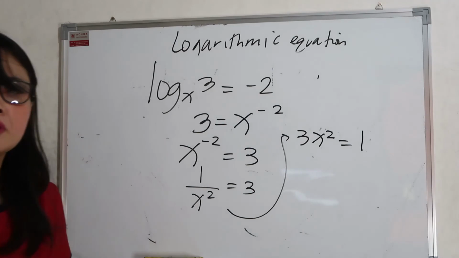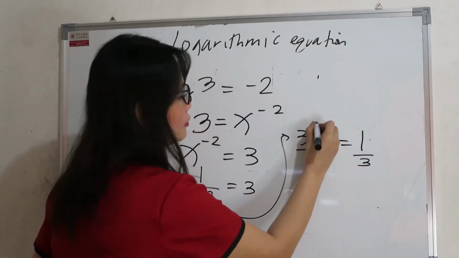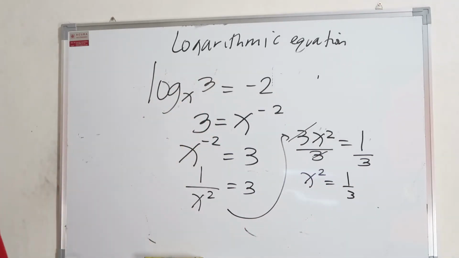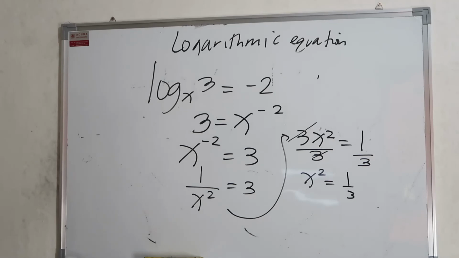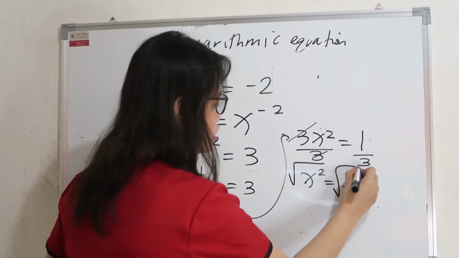Okay? Our main goal is to solve for x. So we need to divide both sides by 3. So we do have x squared equals 1/3. And then what's next? How do we solve for x? Get the square root of both sides.